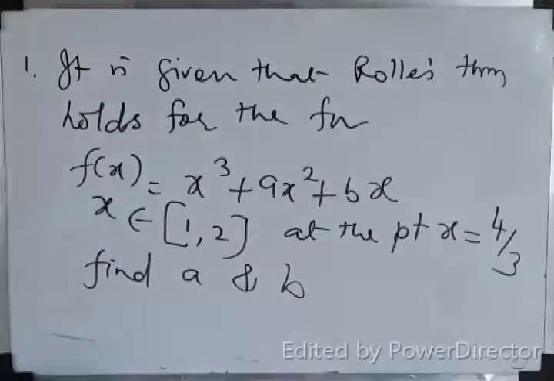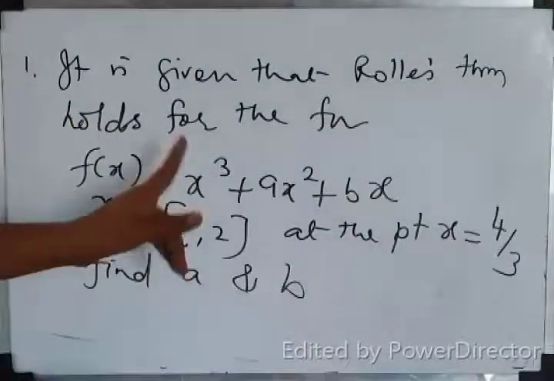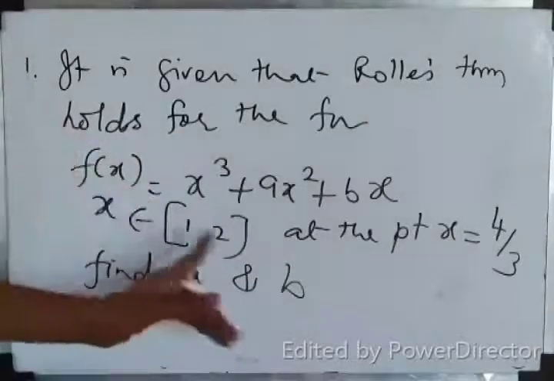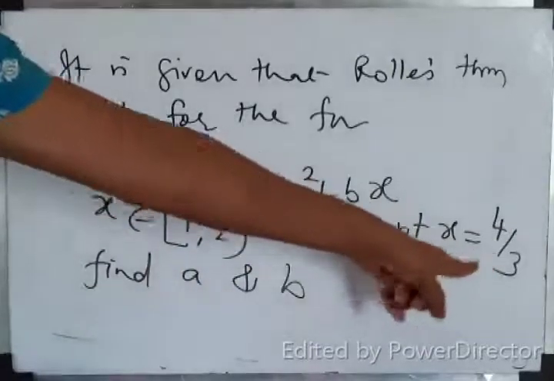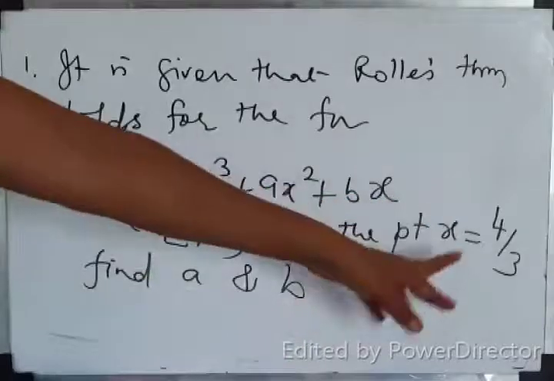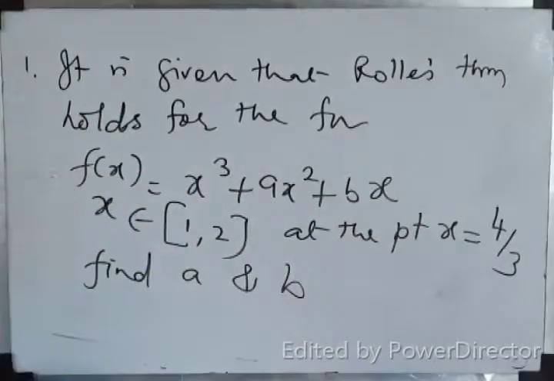What is given in the question? Rolle's theorem is satisfied for the function. Find a and b. Rolle's theorem is satisfied for the function means the tangent is parallel to the x-axis at x equal to 4 by 3.